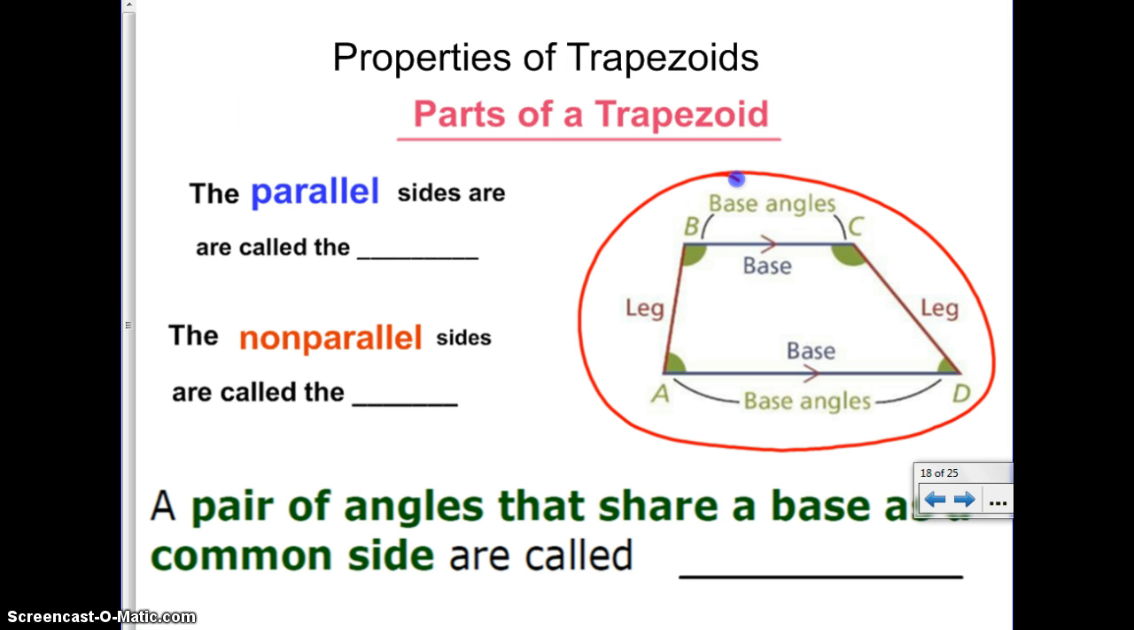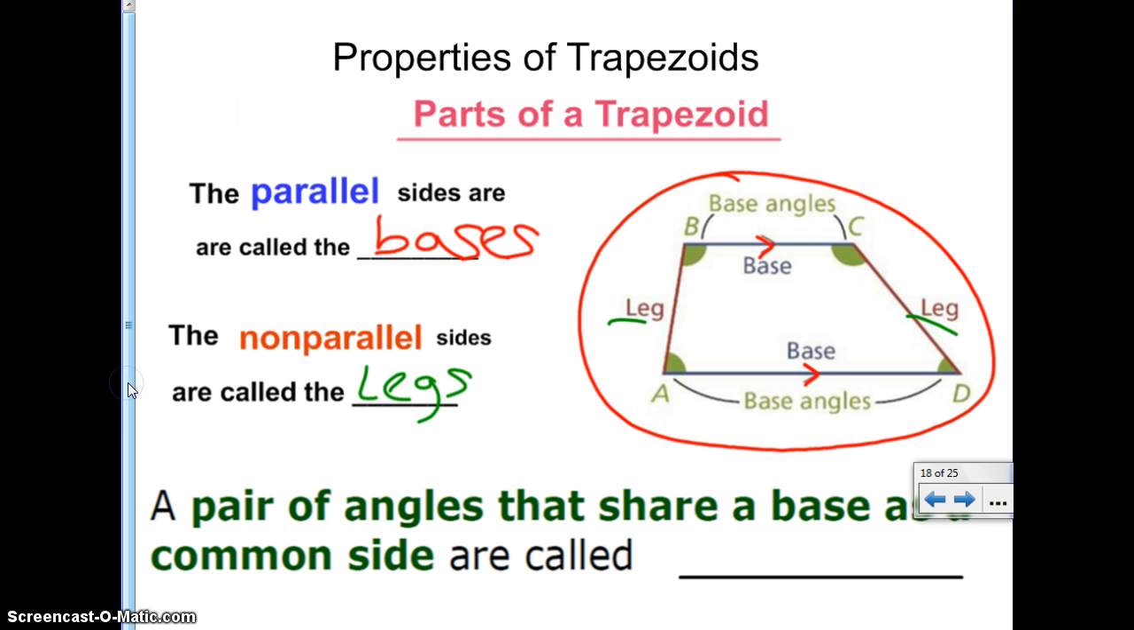So the parallel sides, you see this right here? There's your parallel. Your parallel sides are called the bases. The non-parallel sides, which are these right here, are called the legs. Now it's important that you understand this, because as you move into harder problems, you're going to have to be able to label your bases and your legs.